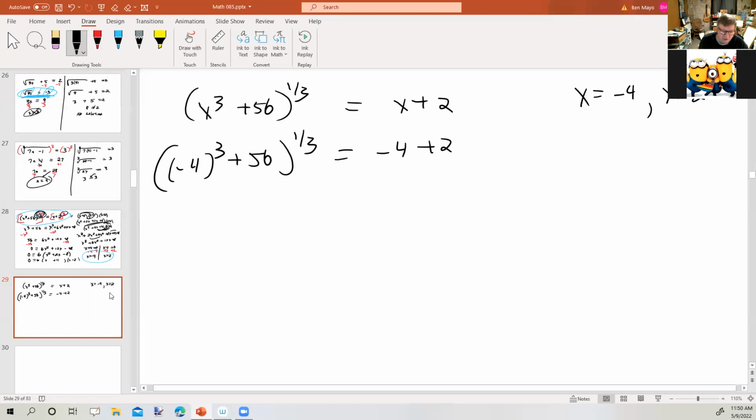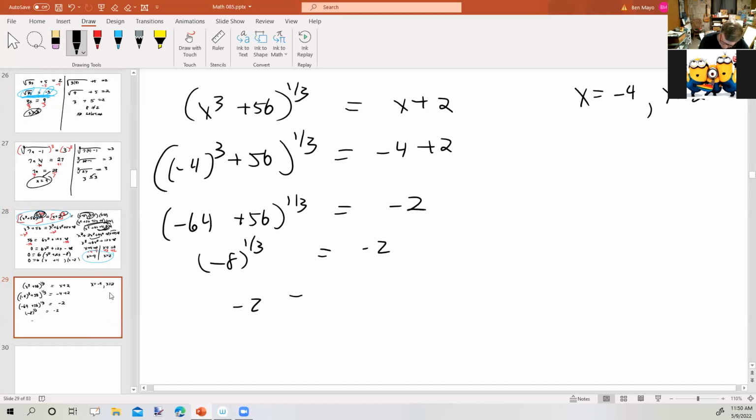-4 times -4 is positive 16, times -4 is -64. -4 plus 2 is -2. -64 plus 56 would be -8. The cube root of -8 is -2, so that checks.